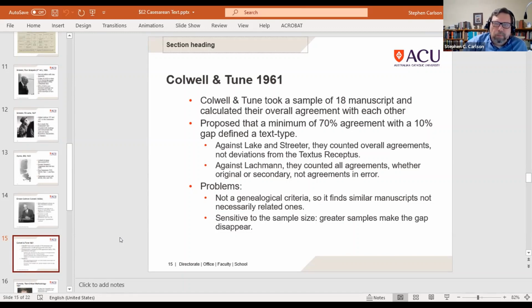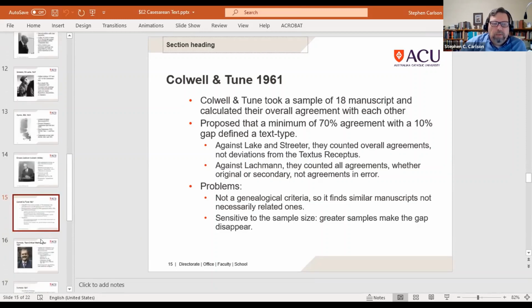But their main methodological innovation, if you will, is that they counted overall agreements, not deviations from the Textus Receptus, and they didn't count any agreements in error. So it was all agreements, whether they're original or secondary. Now, overall agreement, although it can approximate genealogy if you're lucky in some cases, it's not a genealogical criterion. So it'll find similar manuscripts, not necessarily related ones. So that's the issue there.